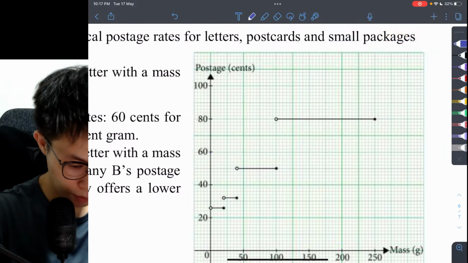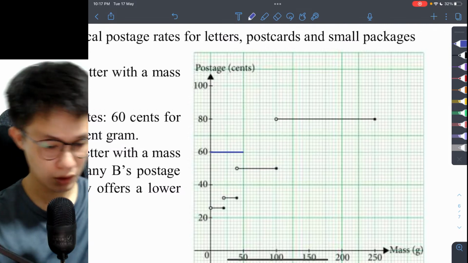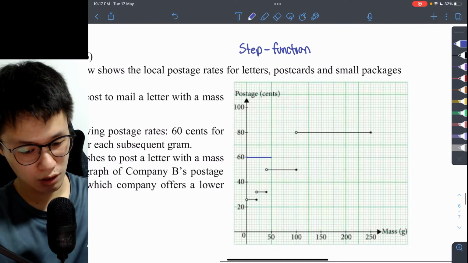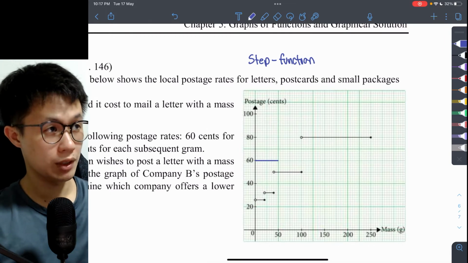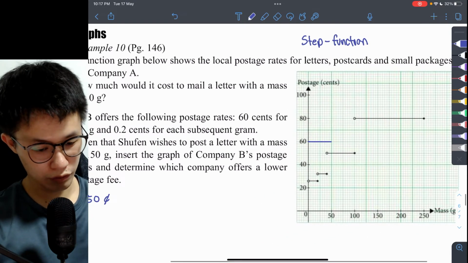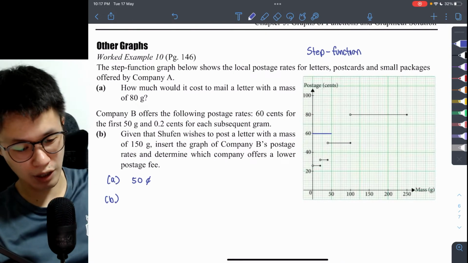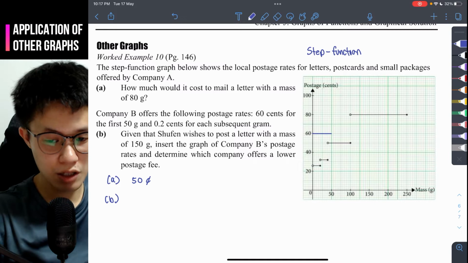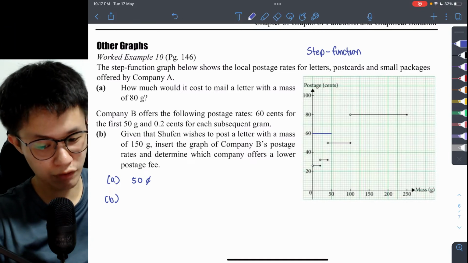So even if I mail 50 grams, it will be charged 60 cents. So actually what happens here is I'm going to draw a line at 60 cents from 0 to 50 grams, right? It will always be 60 cents. That's why it's a straight line there. Next, we're going to figure out what the rest is. The rest is for every subsequent gram, I am charged 0.2 cents. So what I'm going to do is just find 2 points.